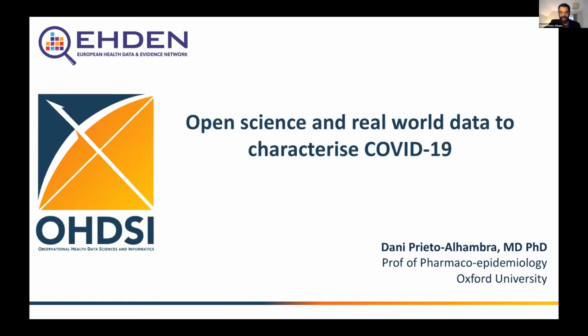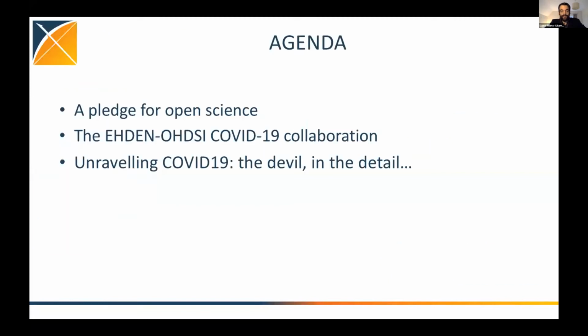I'm going to be talking about open science and real-world data to characterize COVID-19. Just to clarify, when I talk about real-world data, what I mean is basically routine health data collected from electronic medical records and health claims from all over the world. These are the three topics I will cover. I will start by giving a pledge for open science. I will then cover the EDEN Odyssey COVID-19 collaboration, and I will finally talk about unraveling COVID-19 with real-world data, and how the devil, of course, is in the detail.